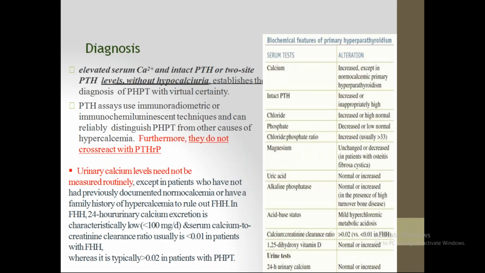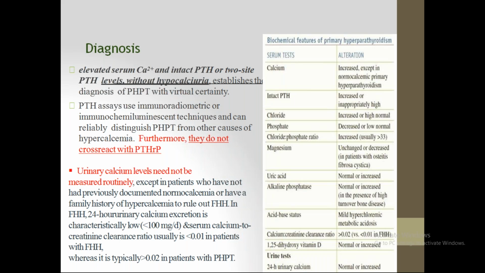Now coming to how you diagnose. To diagnose hyperparathyroidism, you have to do serum calcium, serum parathyroid hormone levels, phosphate, and sometimes urinary calcium levels. I'll tell you the condition in which you do urinary calcium. But in general, based on these four tests, you can tell whether it is hyperparathyroidism or not. Calcium level will be increased, phosphate level will be reduced, and intact parathyroid hormone levels will be increased.